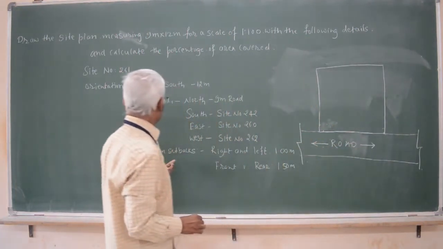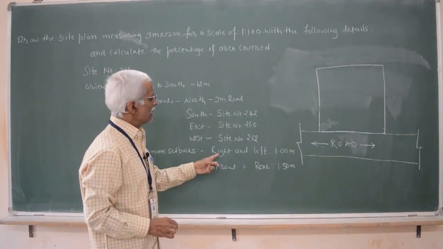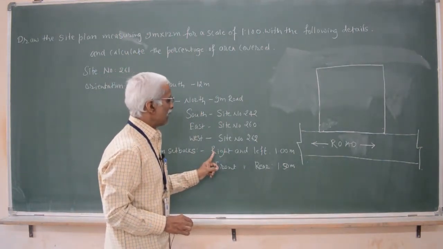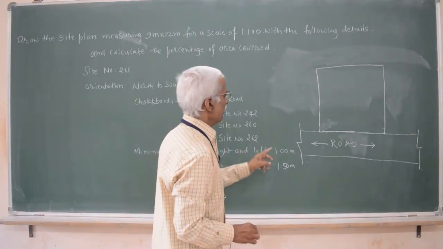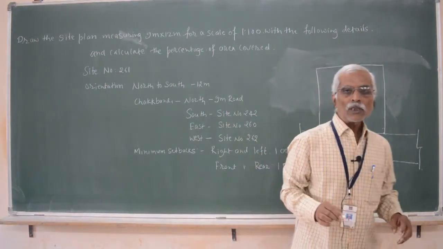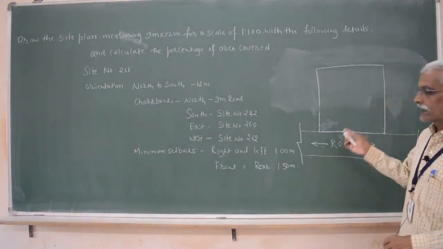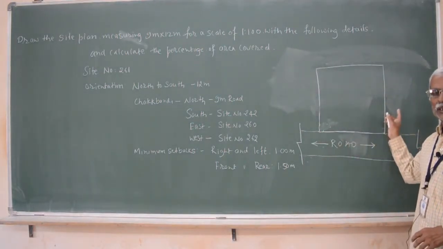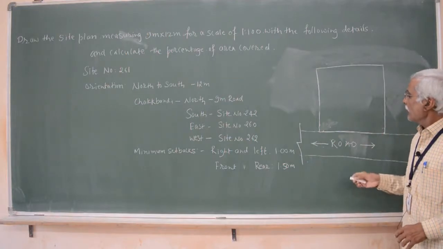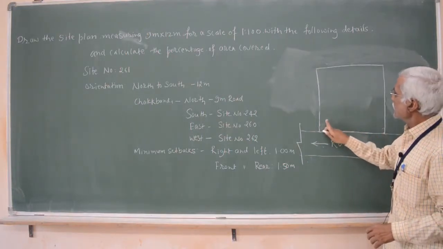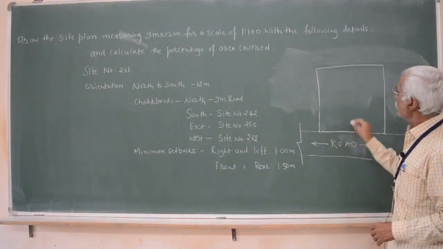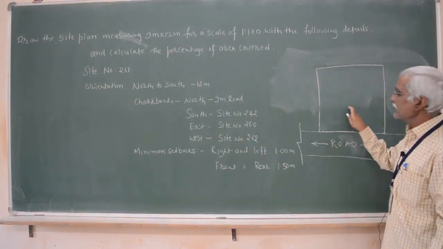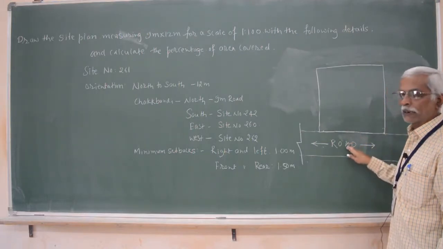Now next step, you have to leave the setbacks: right and left setback, front and rear. Now which is front and which is rear, and which is right and which is left? How to decide that one? What you have to do? You have to stand in the site, face the road.